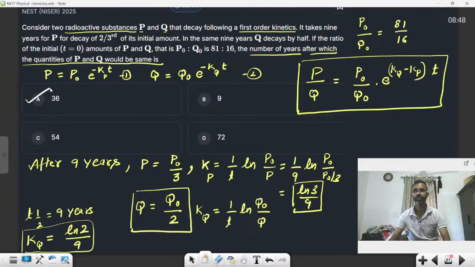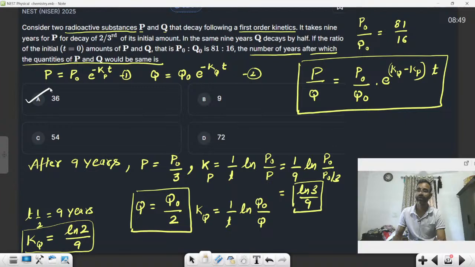Yes, beta. Sir, after time t, p is equal to q? Sir, you said that we are doing at time t, p is equal to q. Yes, because we have to calculate the number of years after which quantities of P and Q would be the same. Read the last statement. We have to calculate the number of years after which quantities of P and Q would be the same.